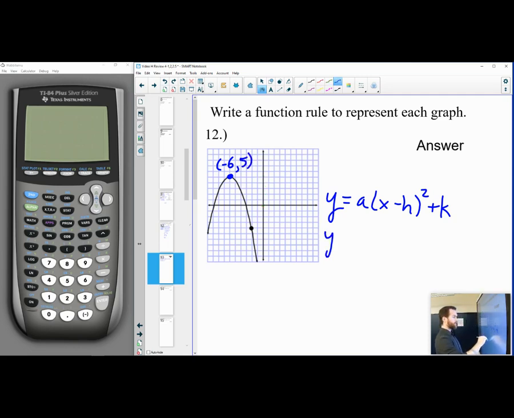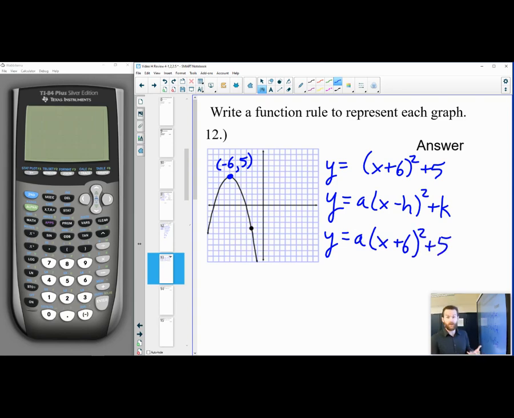Plug it right in. I'm going to plug this right here for the final answer. So it's going to be y equals whatever a is times x plus 6 squared. And what's k? Plus 5. And now let's plug this in down here as well, because we still have some work to do with this equation, because we still have to find a. Just like the last problem, they're giving us another ordered pair, so we can use those x and y values to plug in and find the last variable, a.